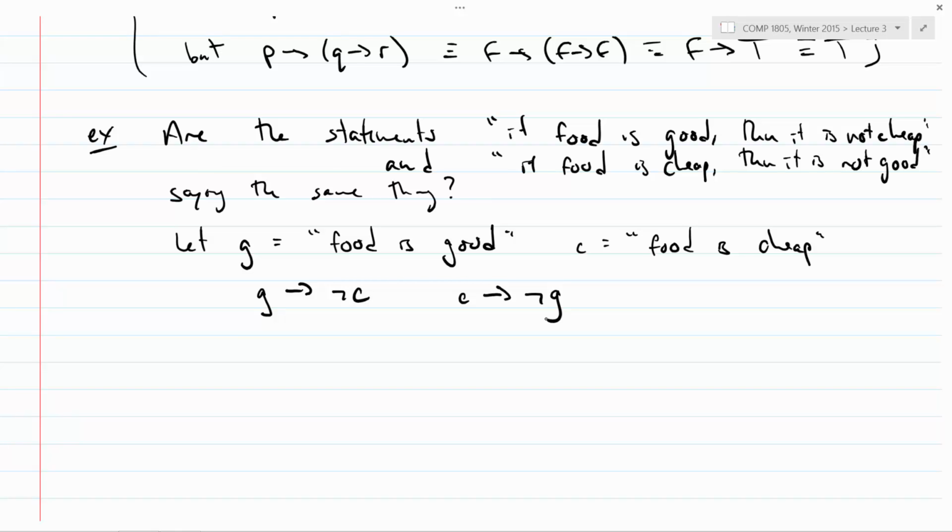So the issue is, you have to think about what the speaker is saying. And this is where English becomes really ambiguous. I would argue that good food is not cheap. You could view that as being logically equivalent to that first statement.